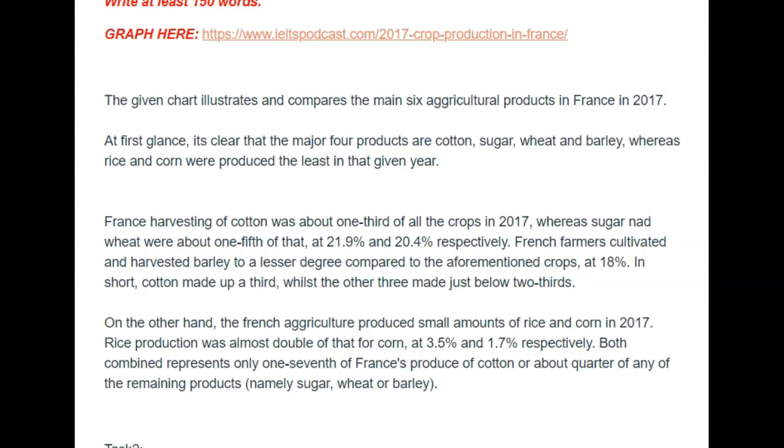So, first of all, okay, the given chart illustrates and compares the 6 main agricultural products in France in 2017. At first glance, it is clear. Careful, you want to use more formal language here, so no contractions. You would have needed an apostrophe anyway, but this should be, it is clear that the major. One thing I want to talk about right away is the order of adjectives. You want to put the number first, okay?